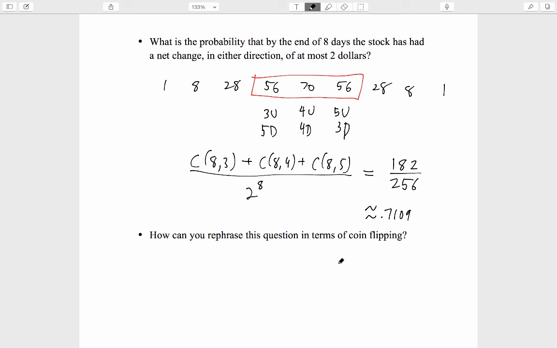How can you rephrase this question in terms of coin flipping? What we've just computed could also be described as the probability of flipping a fair coin 8 times and obtaining 3, 4, or 5 heads. Or you could phrase it in a similar way to what we have written here. What is the probability that on 8 flips of a fair coin, the difference between the number of heads and the number of tails is at most 2?